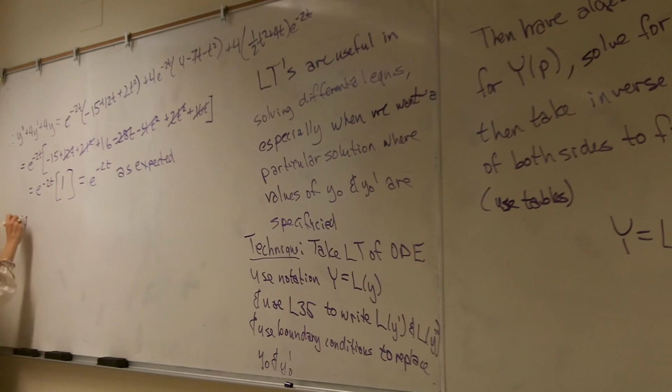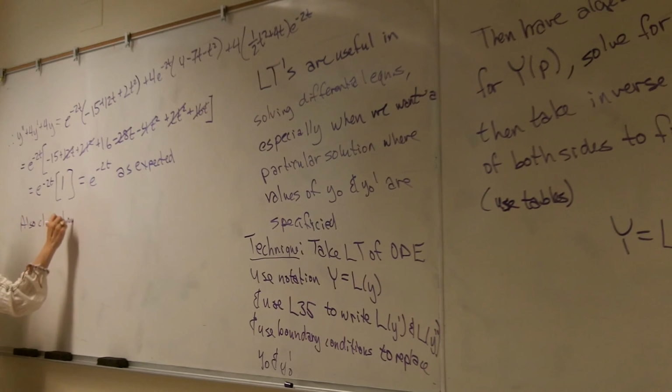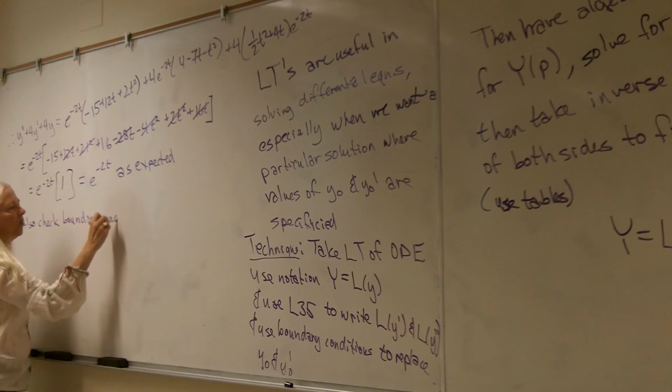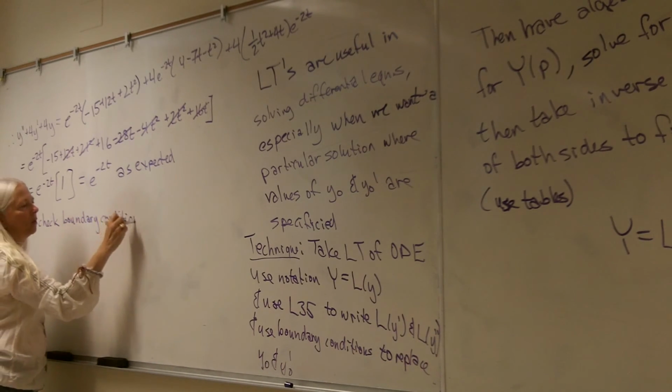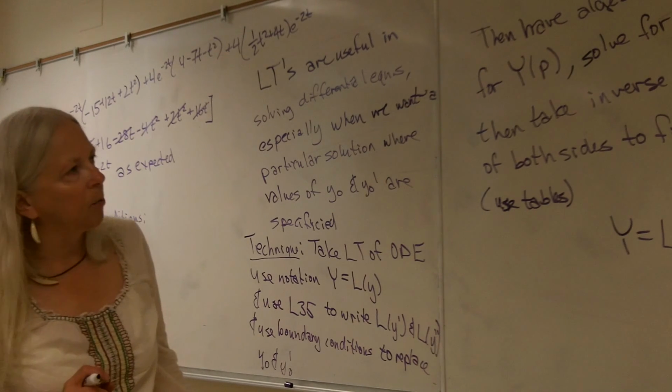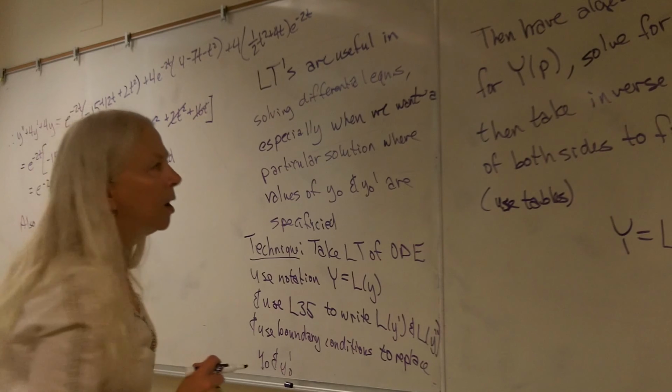So this is a double check that our solution works. And we can also check the boundary conditions, right? This kind of check is always a good idea because if we've screwed up somewhere along the way, we'll catch it at this point, okay? It won't work out. Okay, so our boundary conditions were that y naught equals 0 and y naught prime equals 4.